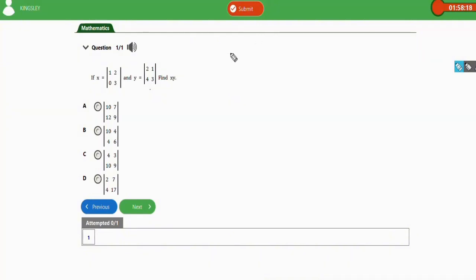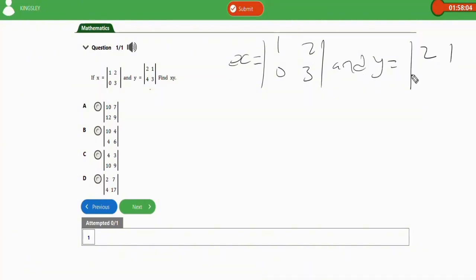To solve this question, let's write it down. We have matrix X to be this 1, 2, 0, and 3, and we have matrix Y to be this 2, 1, 4, and 3. Both matrices are 2 by 2 matrices. Basically, this is how you're going to multiply the matrices.